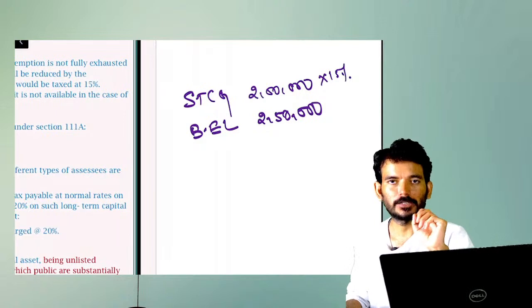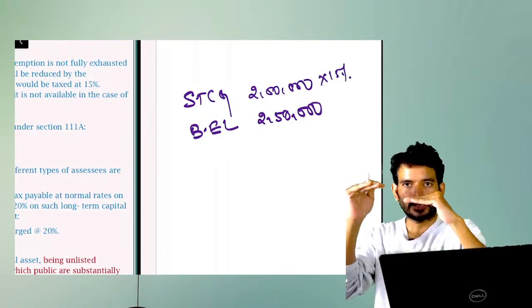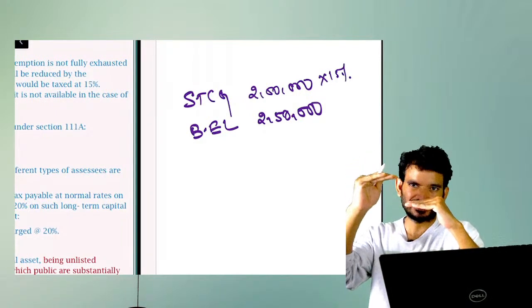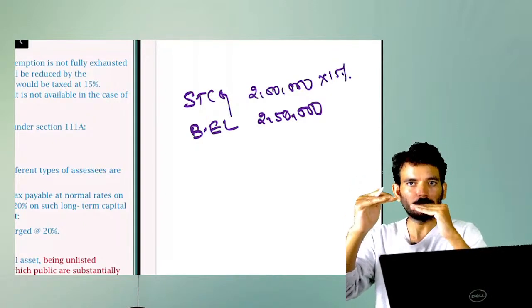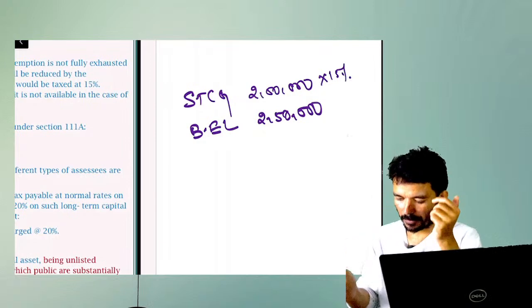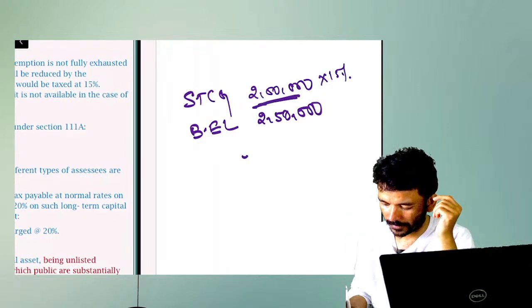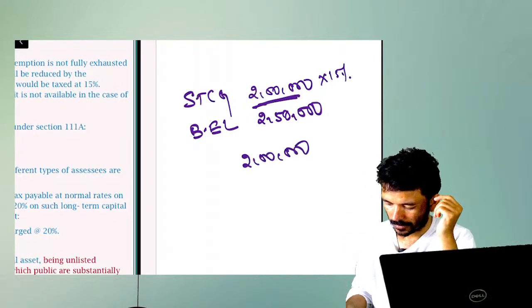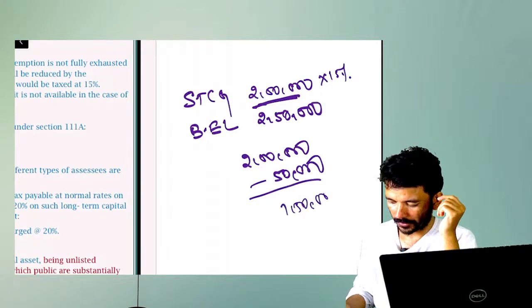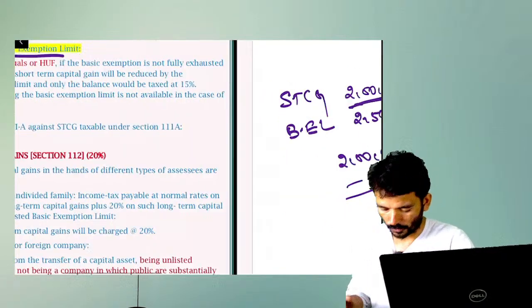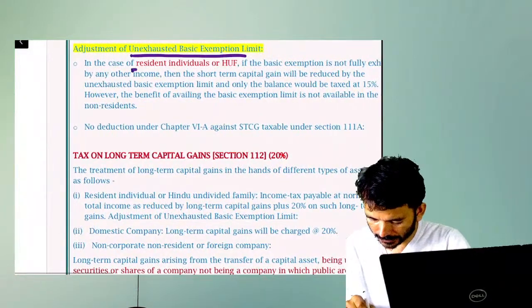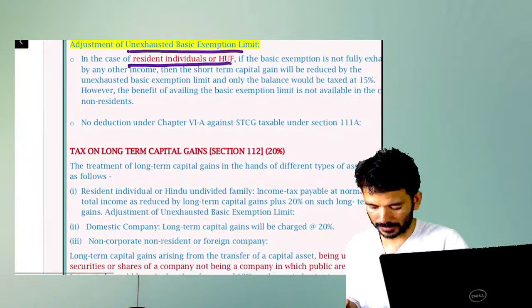So for that, what they said is compare the short-term capital gain with the basic exemption limit. If there is a difference, that is called unexhausted basic exemption limit, that you can wipe off from your short-term capital gain, like 2 lakh minus 50,000, only 1,50,000. This you pay at 15%. This is applicable for residents only, resident individuals and HUF, only for those people it is applicable.